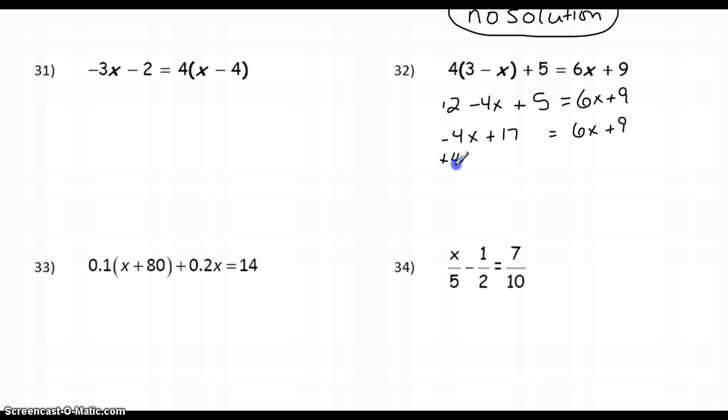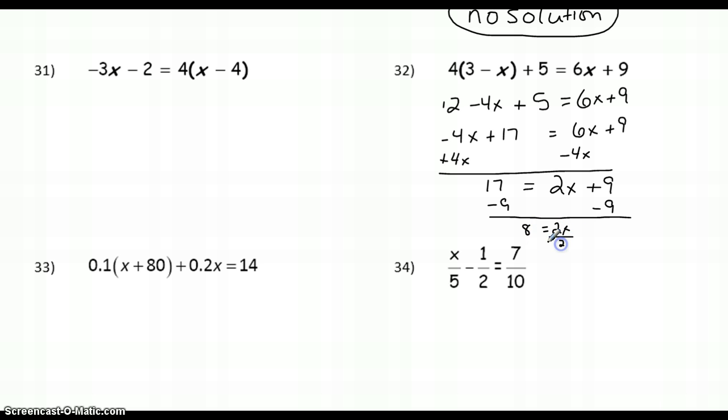I like to move the term that has the smaller coefficient. Negative 4 is smaller than 6, so I'm adding the opposite to both sides. Not necessary to do it that way. I could have subtracted the 6 from both sides and I'd come out with the same answer. So that gives me 2x now, plus 9. Now that the x's are all in one spot, it's time to show our subtraction of this 9. Okay, so that gives me, I'm going to write really tiny now, 8 equals 2x. And if I divide by 2 on both sides, that gives me 4 equals x.